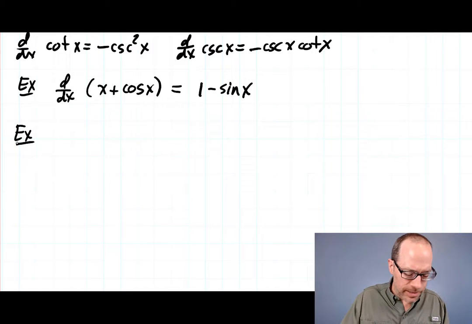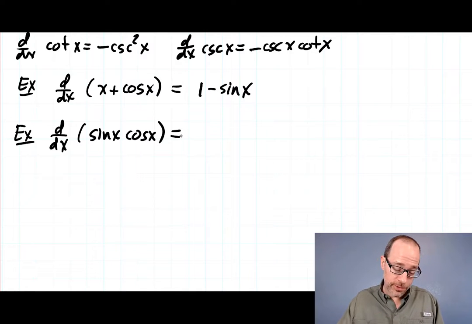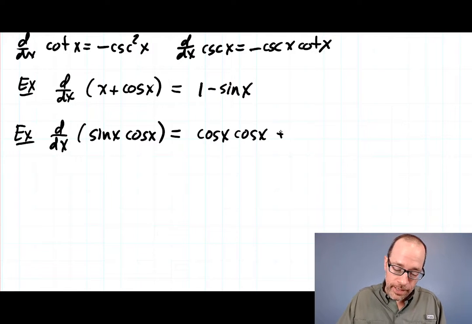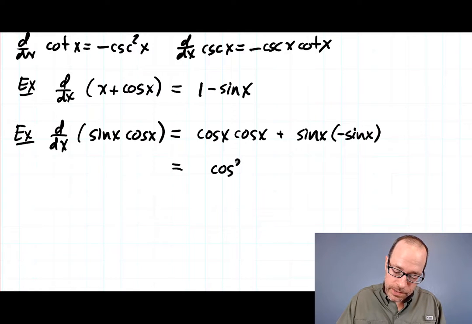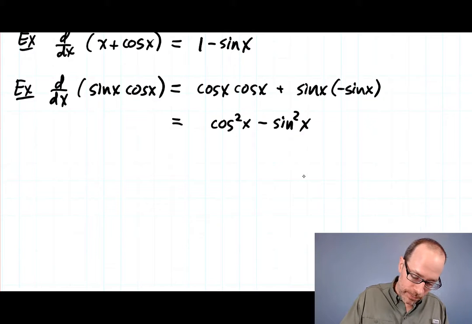Next example, take the derivative of sine x times cosine x. So you do the derivative of the first, so the derivative of sine, that's cosine. Then you leave the cosine alone. And then you leave the sine alone, and you do the derivative of the cosine, but that's minus sine. So altogether, you get cosine squared x minus sine squared x. All right.